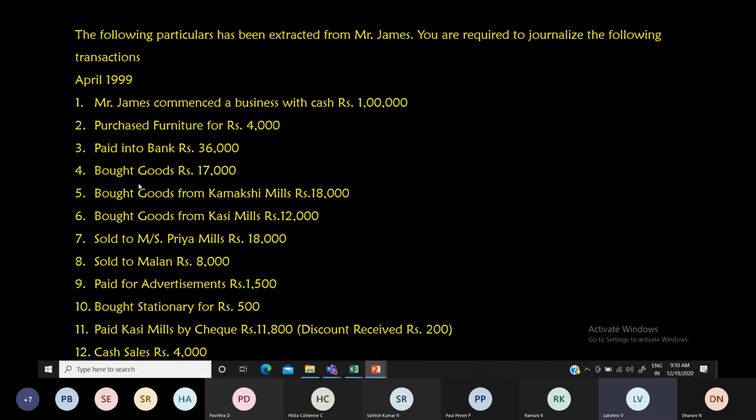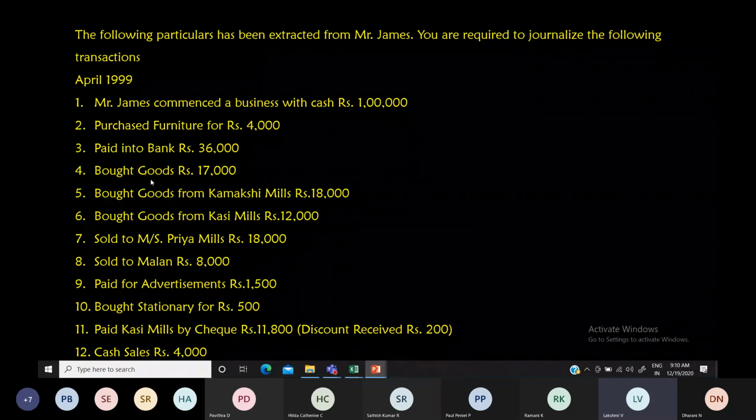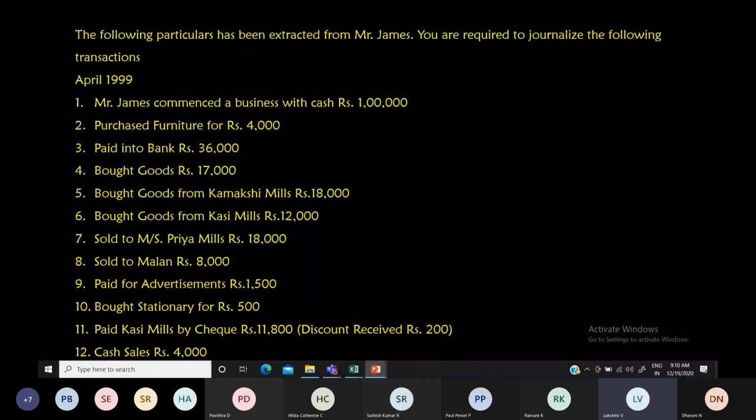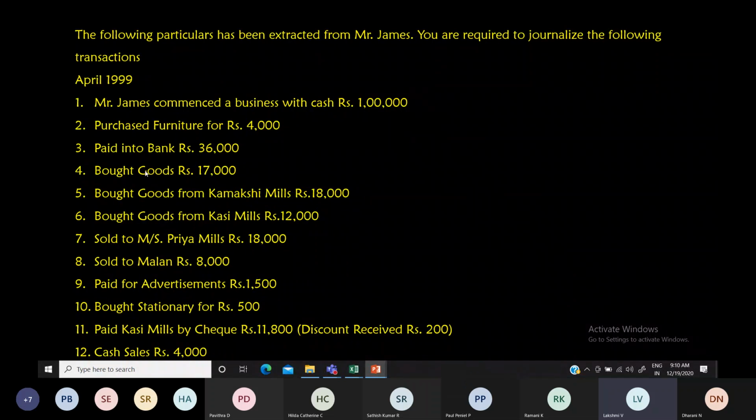So when you come across the goods terminology, you have to see bought goods means purchased goods. Then you have to use only purchases account. Similarly, when you are selling goods also, you should use only sales account, not goods account. So goods terminology, if you come across, bought means you should use purchases account, and sales means sales account. Sold goods means sales account you have to use.